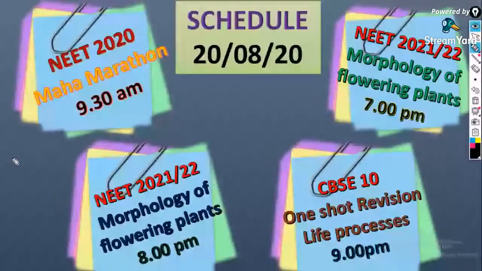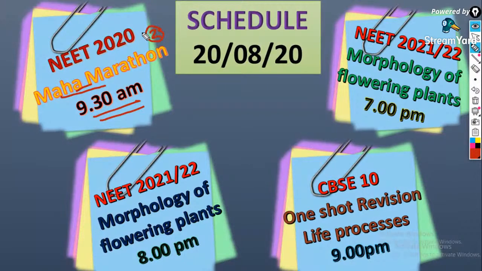That is, sharp at 9:30 a.m., you have the mega marathon episode number 2 based on the second unit for class 11 NCERT, structural organization in plants and animals. At 7 p.m., that is evening, you have the class for morphology of flowering plants for the NEET 2021-2022 batch. 2020 students who have attended my previous lecture can also join.